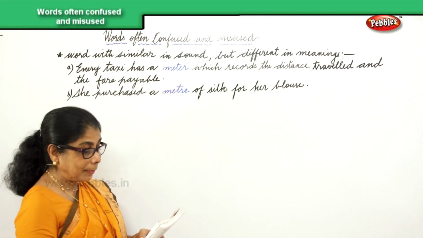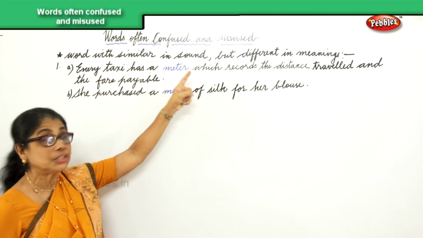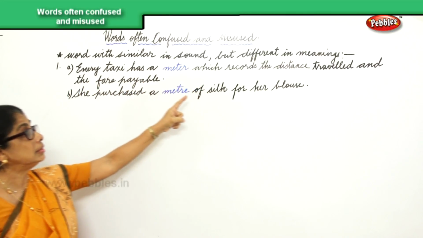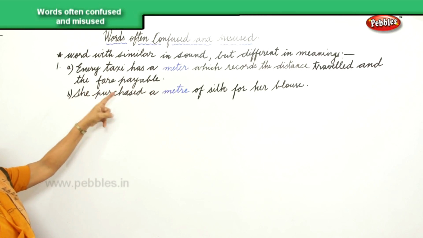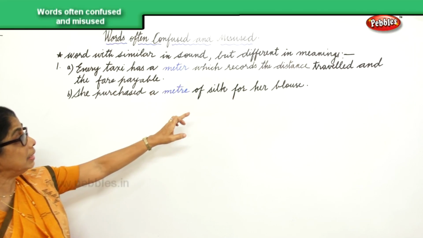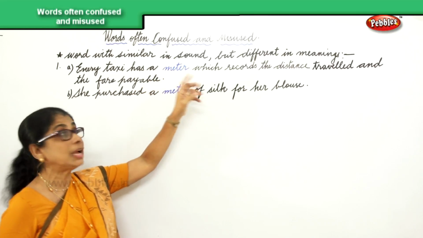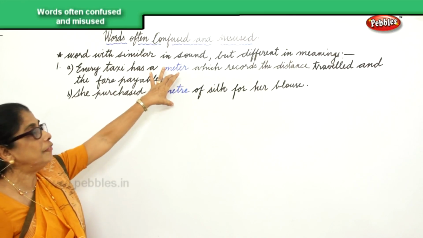Now let's look at some other homophones too. Every taxi has a meter which records the distance traveled and the fare payable. She purchased a meter of silk for her blouse. So we have meter, meter, both the same sound, but different meaning.